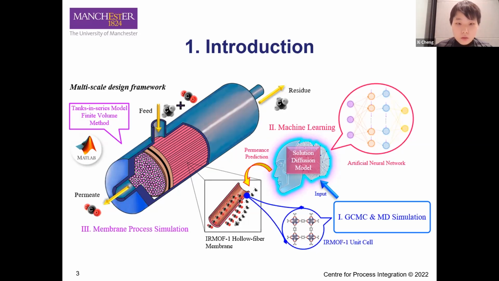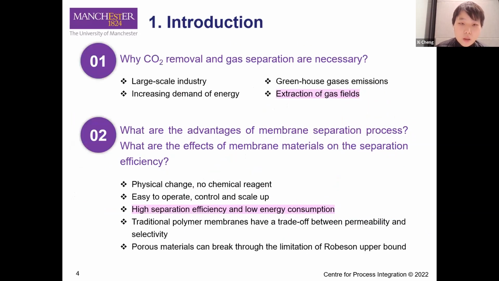Next, we move on to the research background. When talking about the research background, people are most concerned about why CO2 capture and gas separation are necessary. With the rapid development of the economy and the increasing demand for energy consumption due to large-scale industrial application, more and more greenhouse gases such as CO2 and CH4 are being produced and released, which leads to serious greenhouse effects such as global warming.